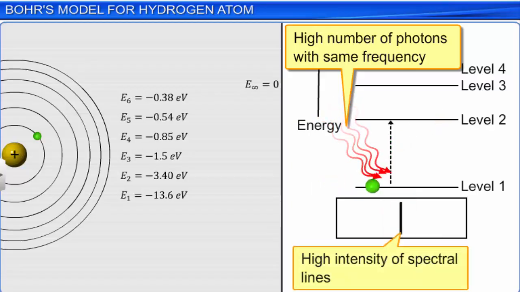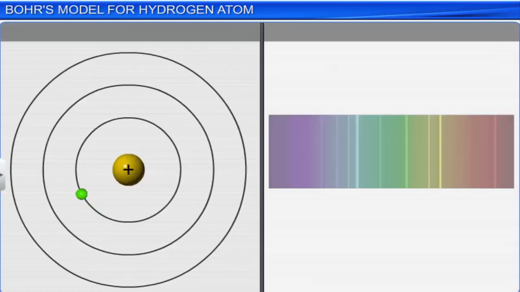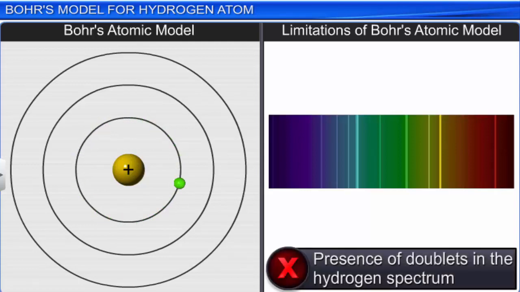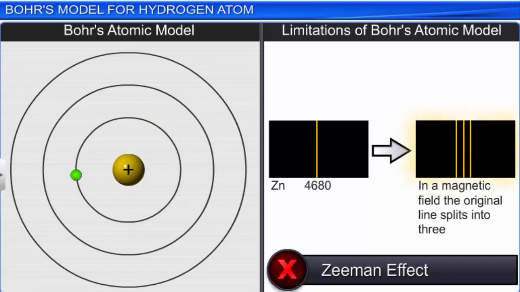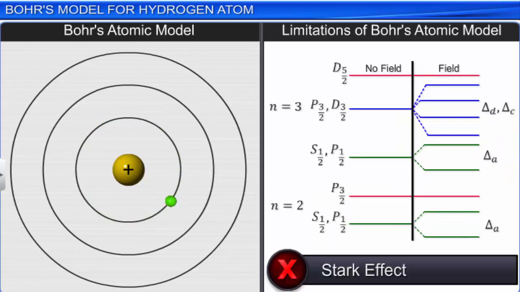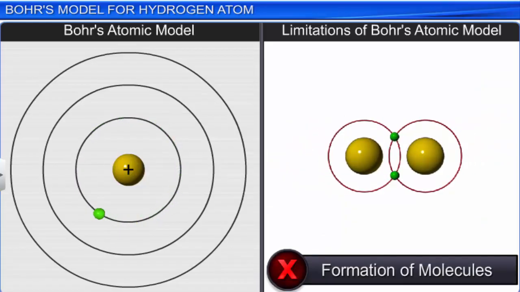Bohr's atomic model of the hydrogen atom, therefore, helps to get most of the answers to the questions prevalent at that time. However, it could not explain the line spectrum of multi-electron atoms, the presence of doublets in the hydrogen spectrum when observed through sophisticated spectroscopes, the splitting of spectral lines in the presence of a magnetic field, a phenomenon called the Zeeman effect, the splitting of spectral lines in the presence of an electric field, a phenomenon called the Stark effect, the ability of atoms to form molecules through chemical bonding, and the dual nature of electrons, both as wave and particle.